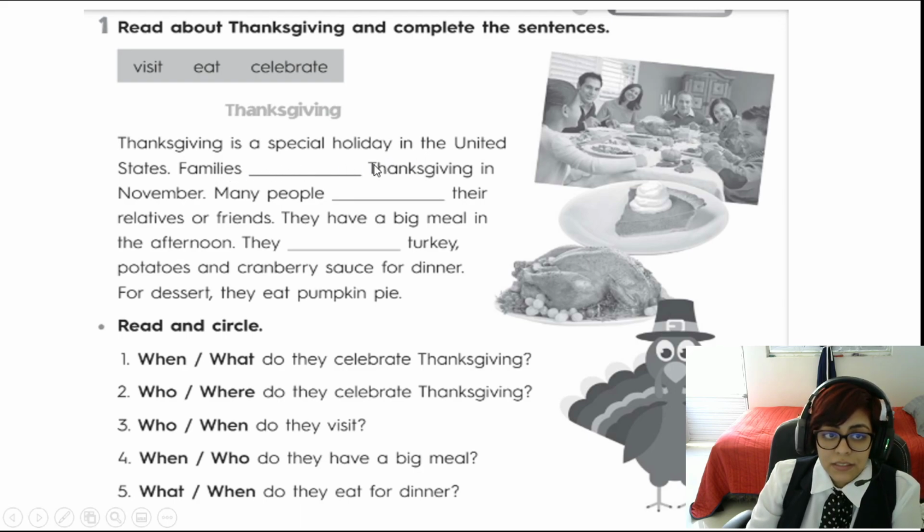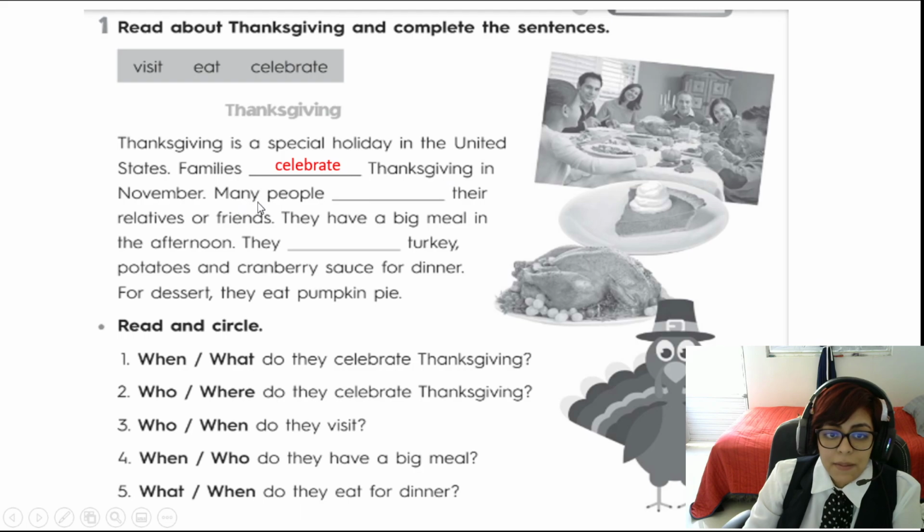Families visit Thanksgiving, eat Thanksgiving, or celebrate Thanksgiving in November? Families celebrate Thanksgiving in November. Very good.